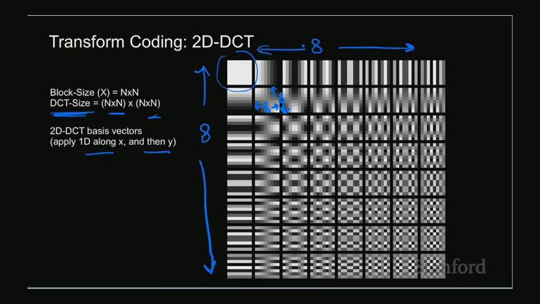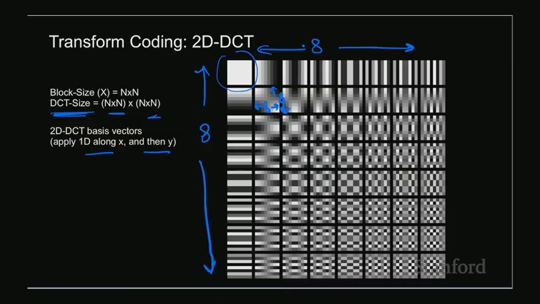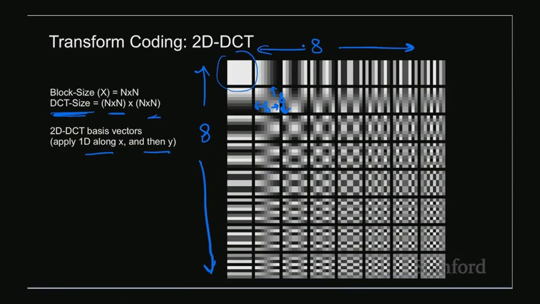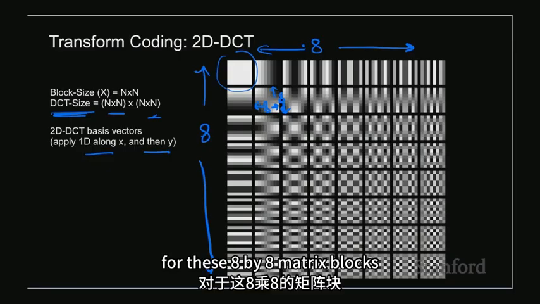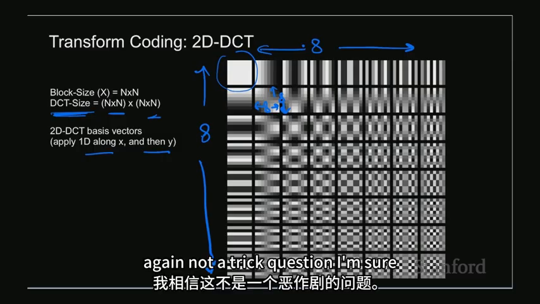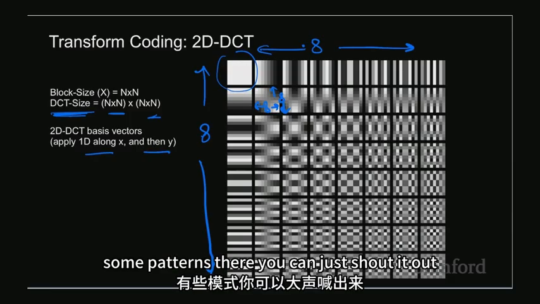Okay. So let's try to interpret this set of matrices, the 2D DCT. Let's try to understand what it's really doing. Any thoughts? Do you see some patterns here for these 8 by 8 matrix blocks? Again, not a trick question. I'm sure there are some patterns there. You can just shout it out.